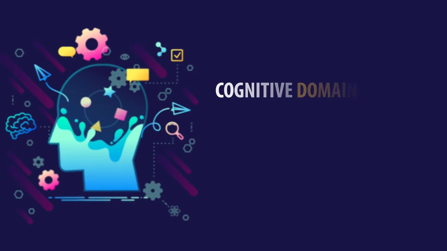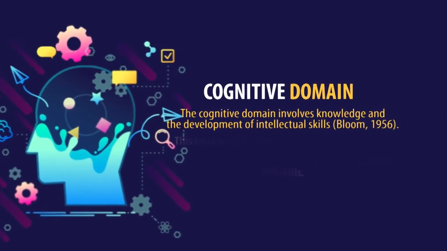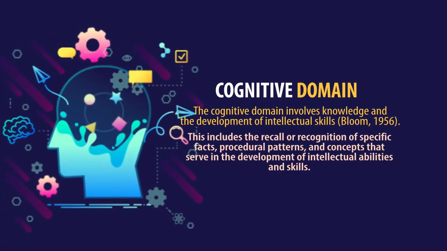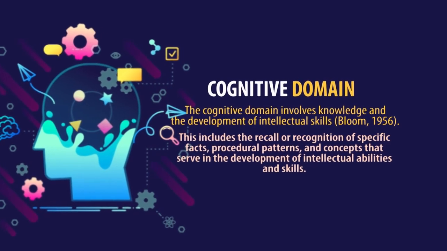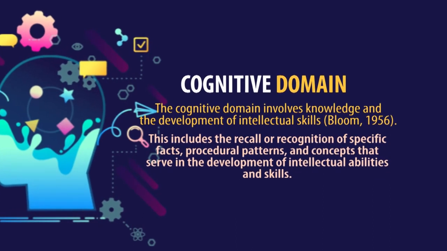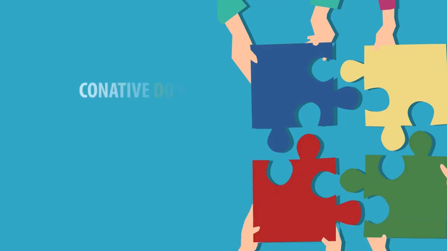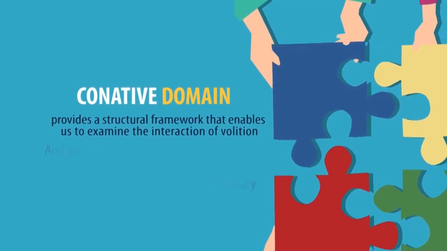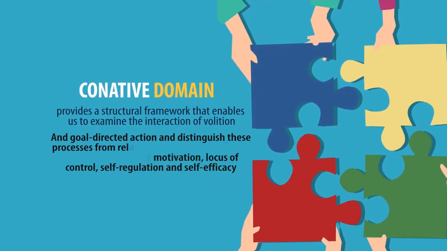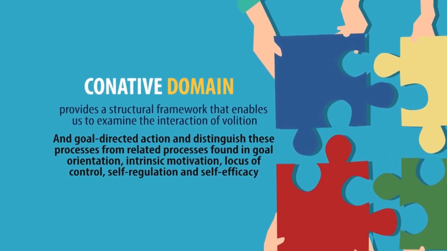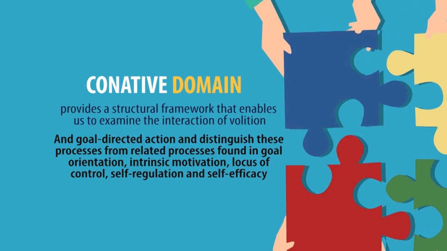The cognitive domain involves knowledge and development of intellectual skills. This is how Bloom, 1956, specifies it. He says this includes the recall or recognition of specific facts, procedural patterns and concepts that serve in the development of intellectual abilities and skills. Similarly, the conative domain provides a structural framework that enables us to examine the interaction of volition and goal-directed actions and distinguish these processes from related processes found in goal orientation, intrinsic motivation, locus of control, self-regulation and self-efficacy.